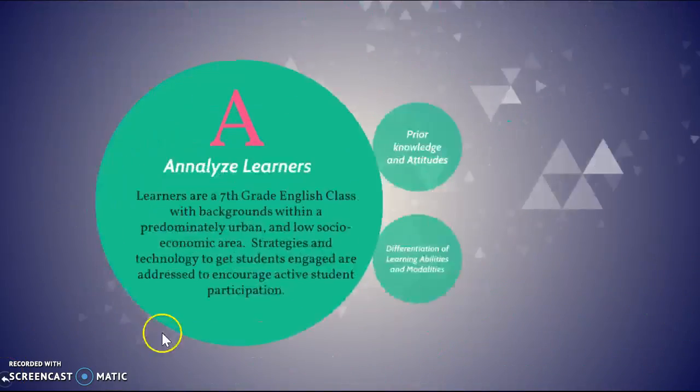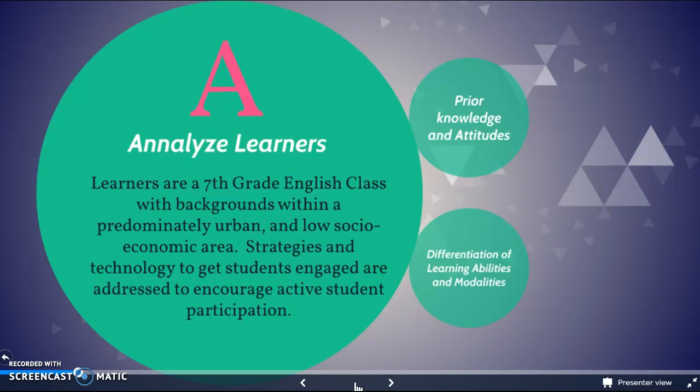Now, to get started, the first step, A, analyze learners. Our students are in a 7th grade English class with backgrounds primarily in an urban and low socioeconomic area. Our priority as the teacher is to get the students highly engaged with the lesson and actively participating.